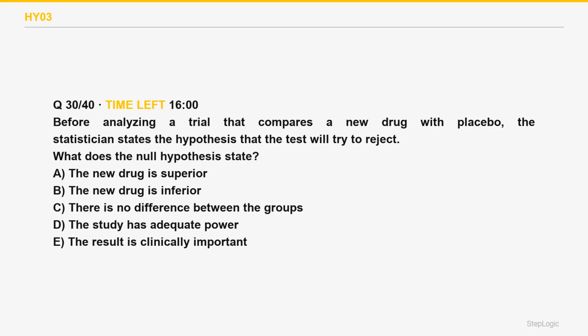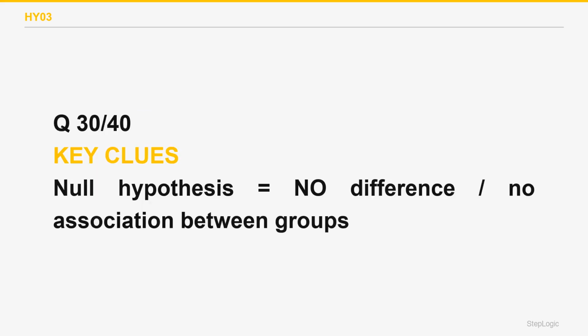What does the null hypothesis state? Before analyzing a trial that compares a new drug with placebo, the statistician states the hypothesis that the test will try to reject. Read the command: the content of the null hypothesis. It is the statement of no difference.